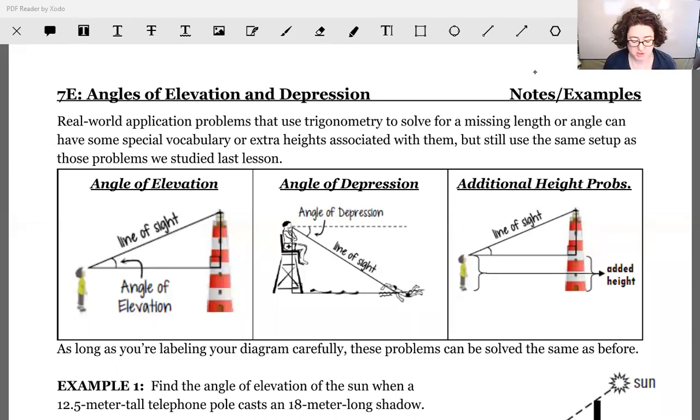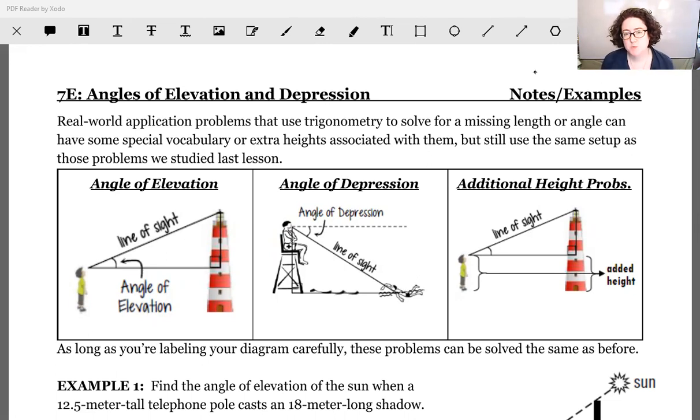So angle of elevation, in the first example, we have a person looking up at the top of a lighthouse. So the angle of elevation is how far they would have to arc or tilt their head to be able to see up, if they're just looking straight ahead, not moving their eyes. Angle of depression is how far somebody has to angle their vision down to see something.